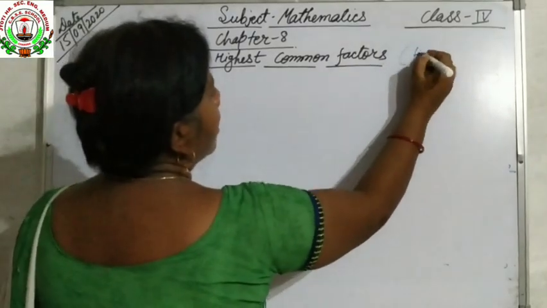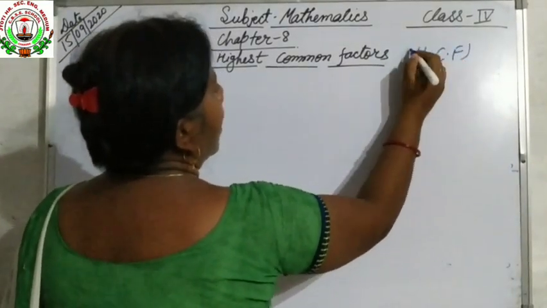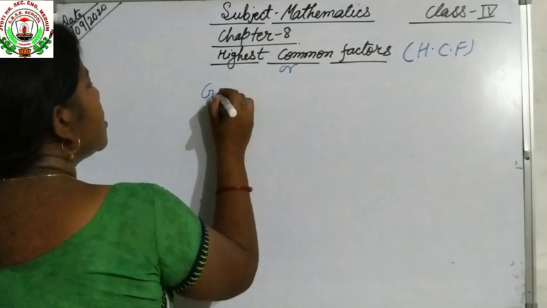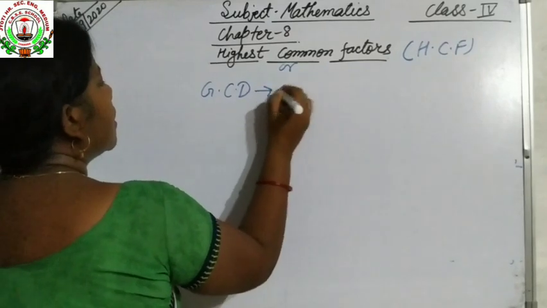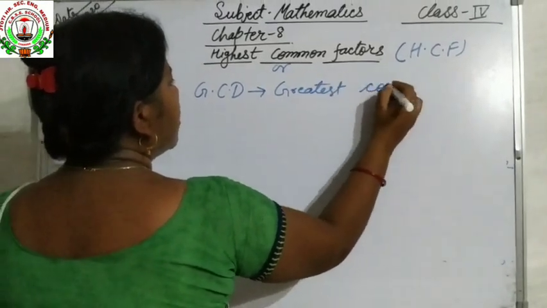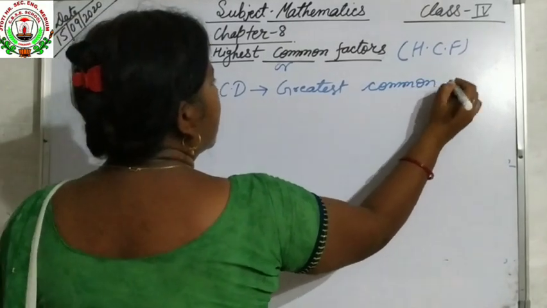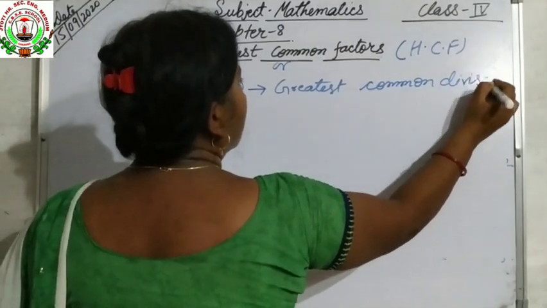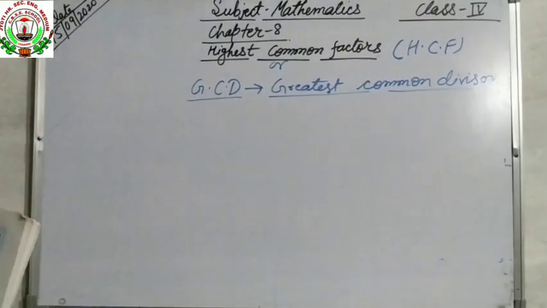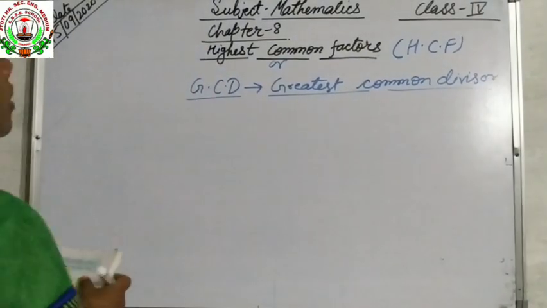It is called HCF. H for highest, C for common, F for factor. It is also called GCD. GCD means greatest common divisor. Okay, greatest common divisor. So today we will find out highest common factor.